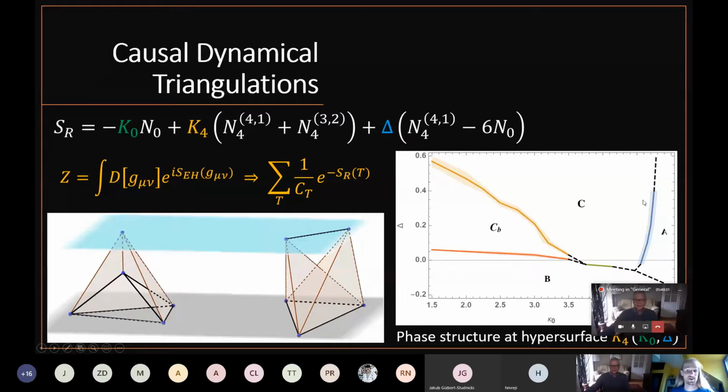Phase C is the so-called de Sitter phase, where we could recover the mini-superspace solution. Phase A is the so-called branched polymer phase, where the volumes of the distinct foliations are decoupled from each other and the correlation length goes to zero. Phase B is a collapsed phase, where all the volume is gathered on one single time slice of our model.